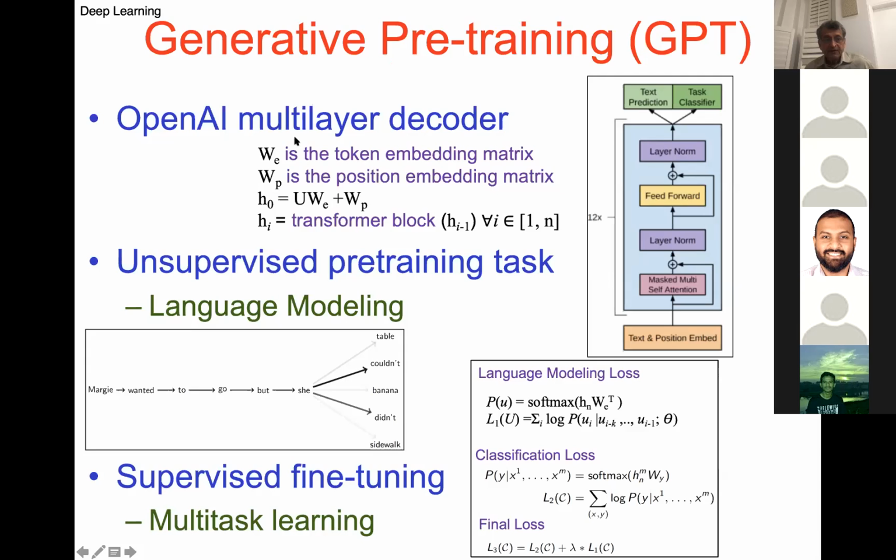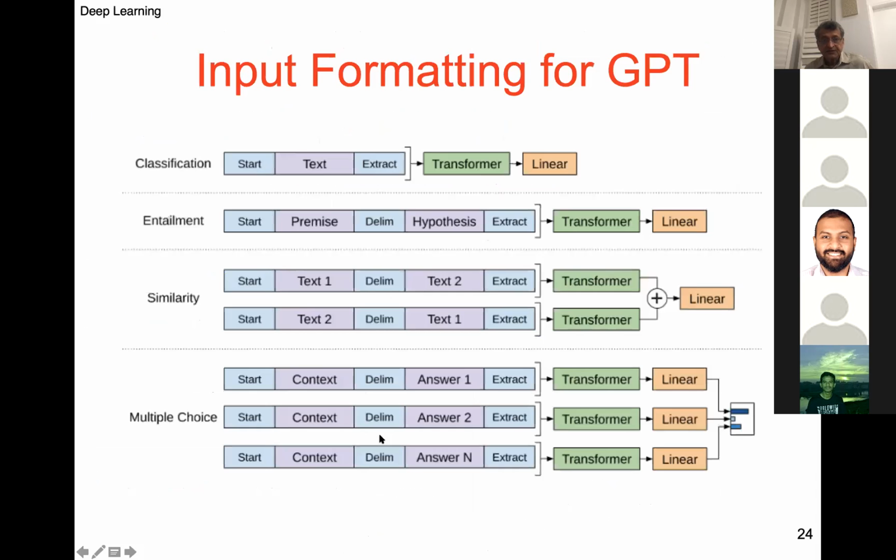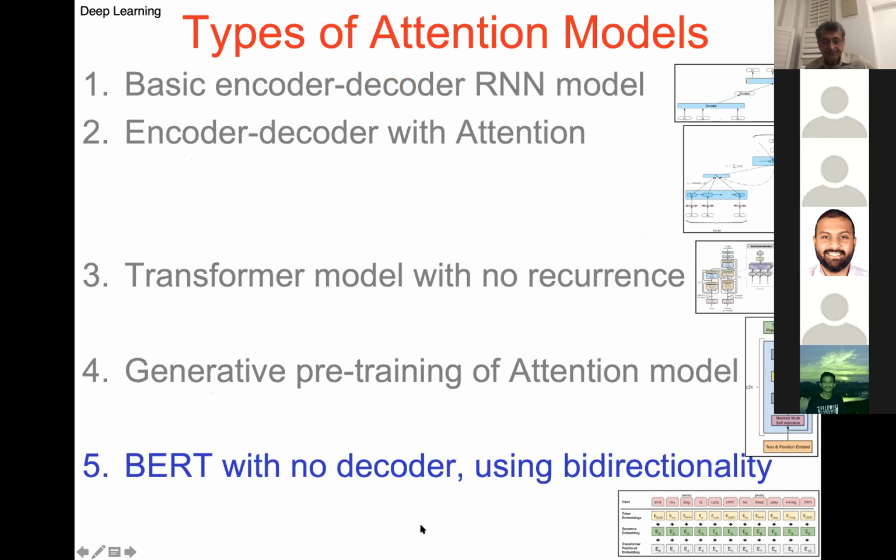GPT is an OpenAI multi-layer decoder, OpenAI being the name of the company. The unsupervised pre-training task is language modeling. Supervised fine-tuning is multitask learning, so it's some combination of these. And input formatting for GPT covers classification, entailment, and similarity. There are some nitty-gritty details of how they went about training it.